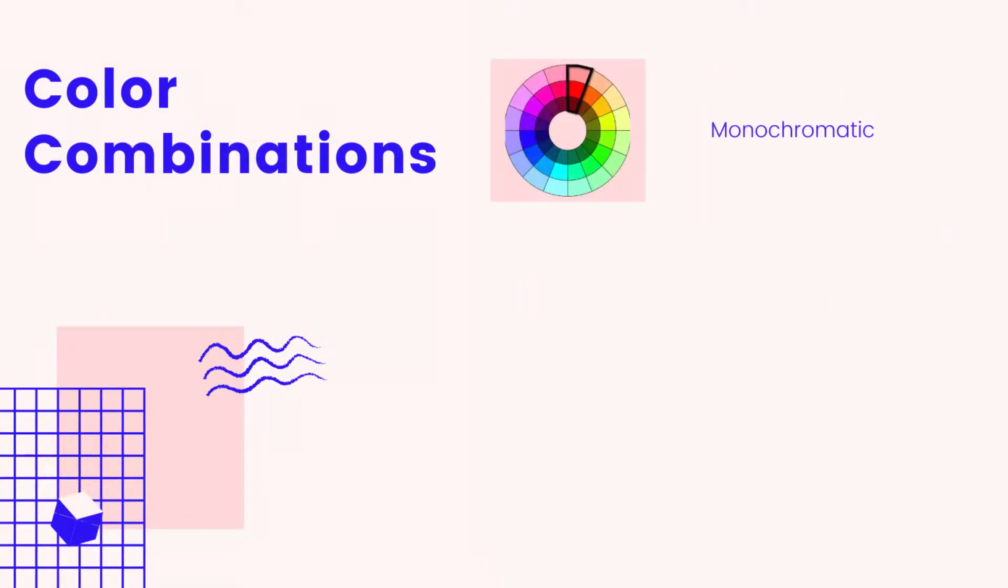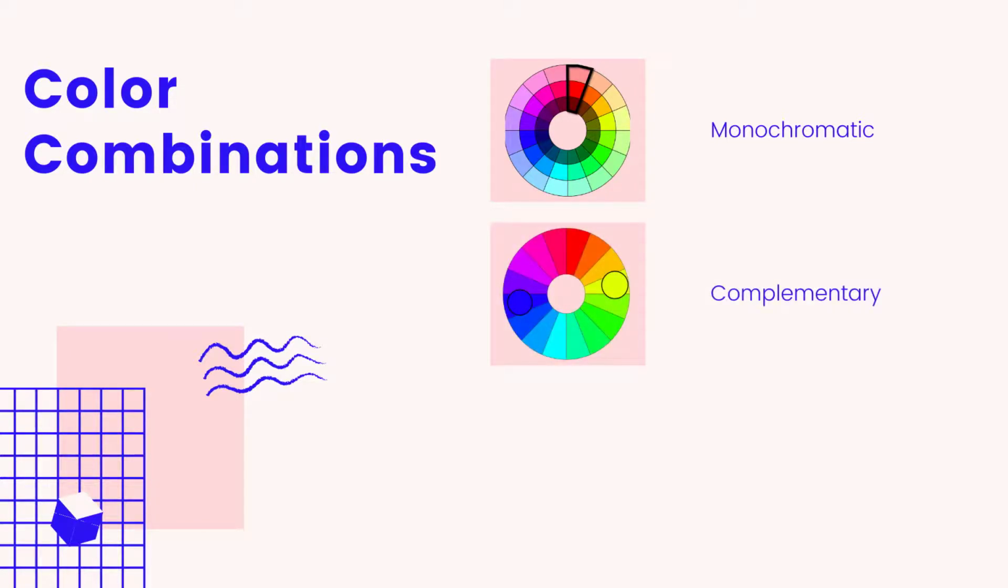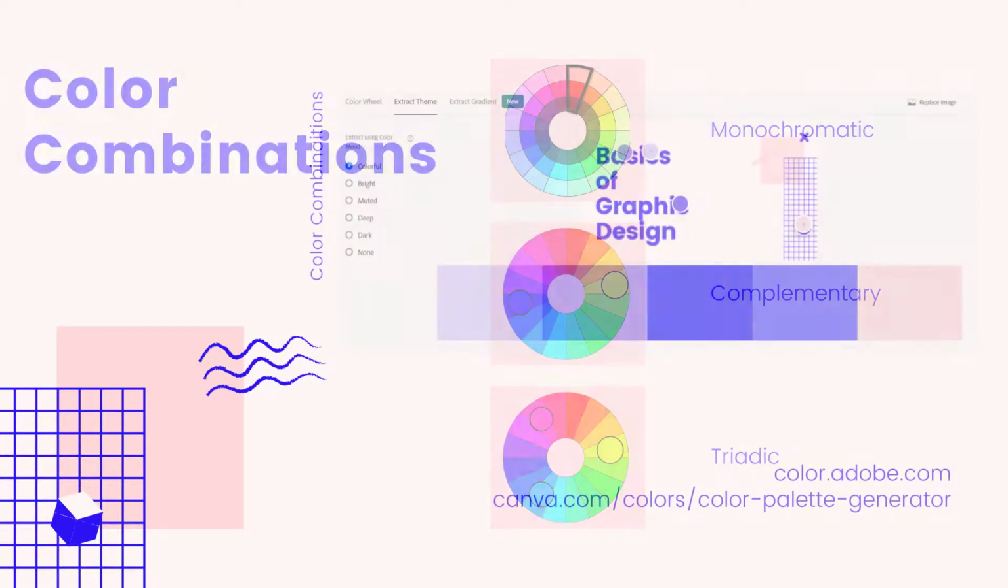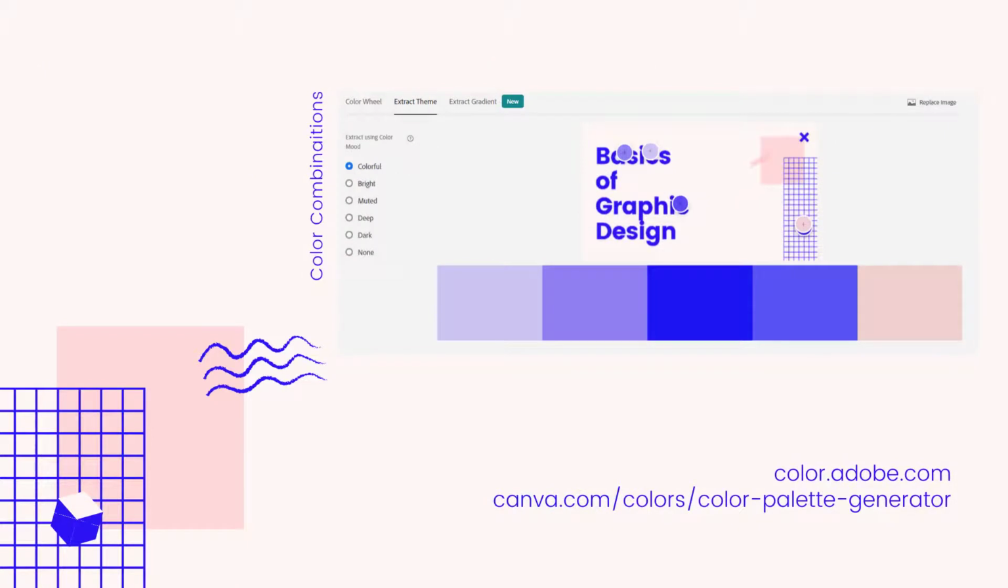There are different types of color combinations, like monochromatic, variations on the same hue; complementary, colors that are across from each other on the color wheel; and triadic, 3 colors spaced evenly apart on a color wheel. If you're not sure how to choose good color combinations, Adobe and Canva both have tools to help you pick colors. The links are in the video description box.